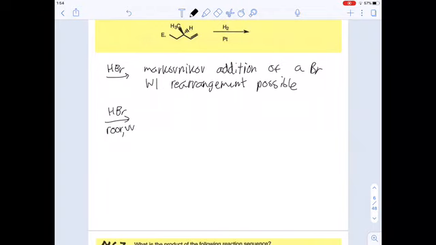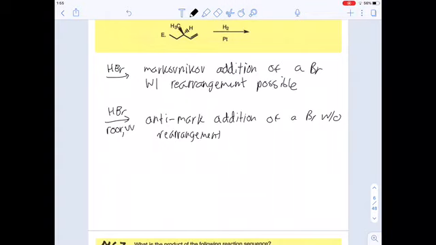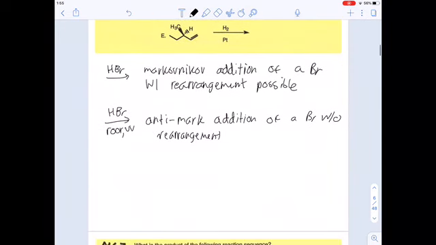So, moving on to HBr over ROOR with UV. This is what we just learned about in the radicals section. This is going to give you the anti-Markovnikov addition of a Br without rearrangement.